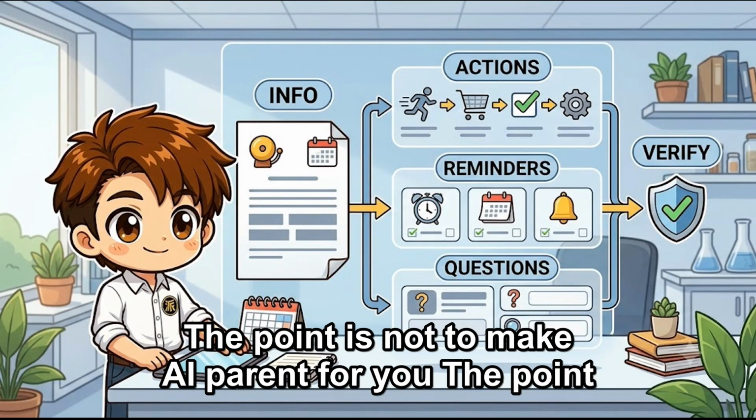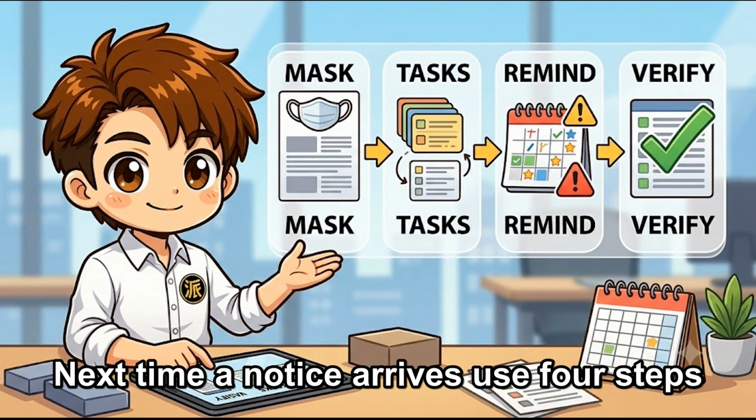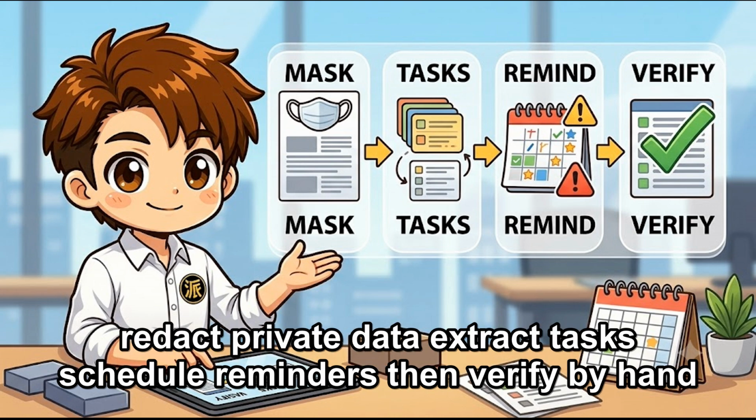The point is not to make AI parent for you. The point is to convert a hard-to-read notice into actions you can verify. Next time a notice arrives, use 4 steps: redact private data, extract tasks, schedule reminders, then verify by hand.